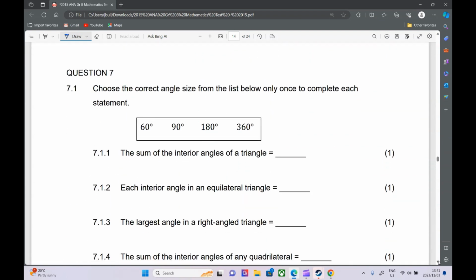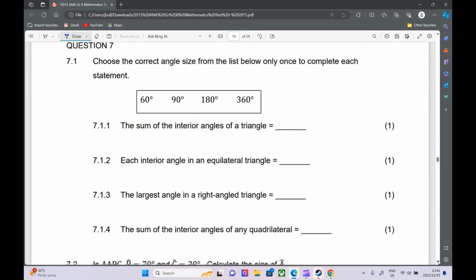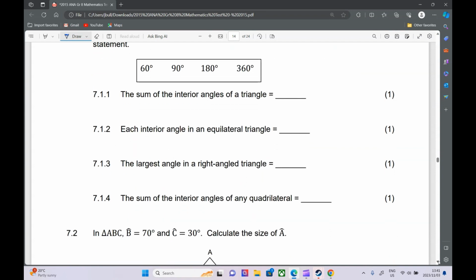So question 7, choose the correct angle side from the list below, only once, to complete each statement. Okay, so this is geometry. It's stuff that you're going to have to know, because otherwise you're really going to struggle. But if you are struggling, we're going to work through the easiest ones first. So the sum of the interior angles of a triangle. If it helps you, you can draw a triangle, and I always just remember it like this: a triangle adds up to 180. So the interior angles of a triangle is 180.